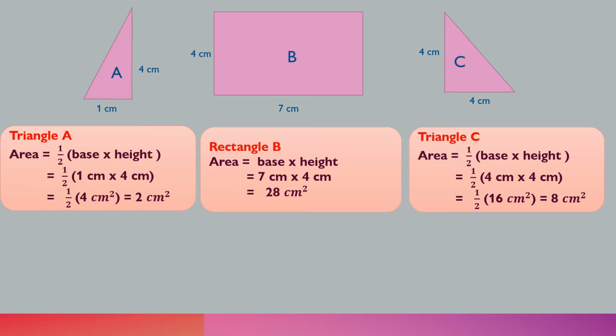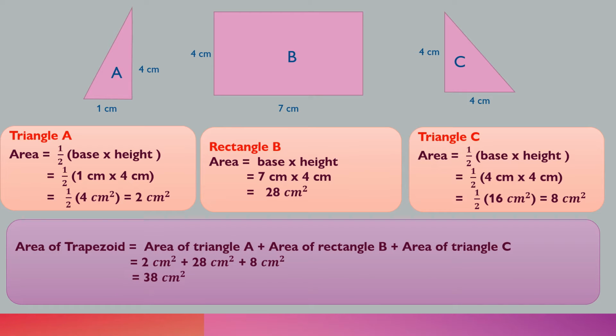Now, to find the area of our trapezoid, we'll simply add these three areas: the area of triangle A, area of rectangle B, and area of triangle C. By adding these three areas, we'll get the area of the trapezoid as 38 centimeters squared.